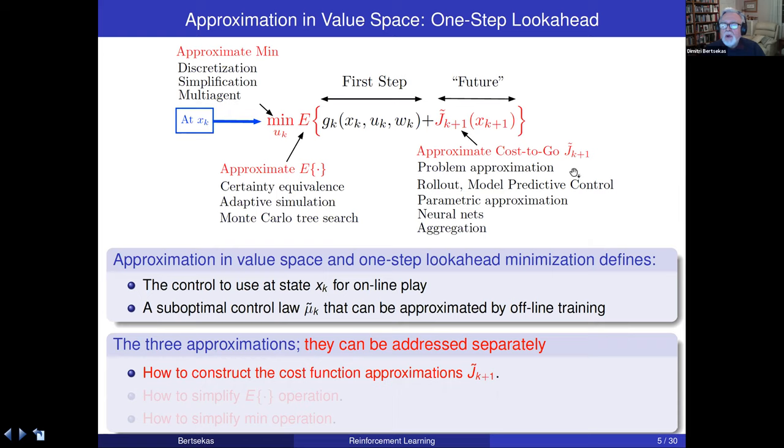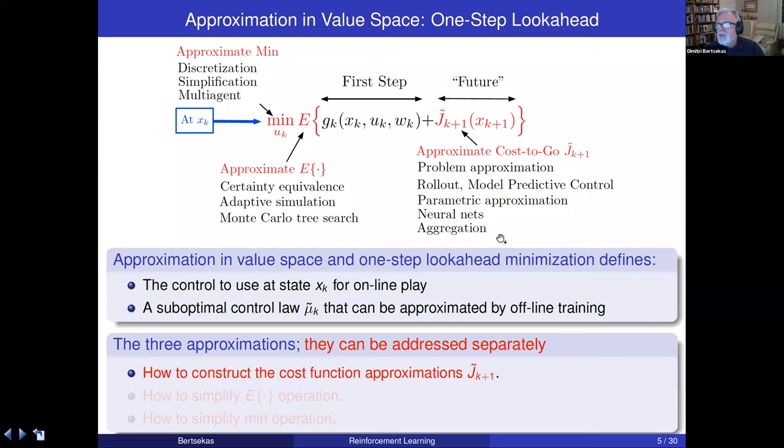So that's problem approximation. It's one way to do it. The other possibility is rollout, which I talked about several times in the past three lectures. Model predictive control is closely connected with rollout, which I talked about at the end of the last lecture. Another possibility is to use some kind of training from data to calculate these J tilde functions. For example, train a neural network from data. There are a number of ways of generating this data, and we'll talk about that later. We'll also talk about the training process for neural networks.